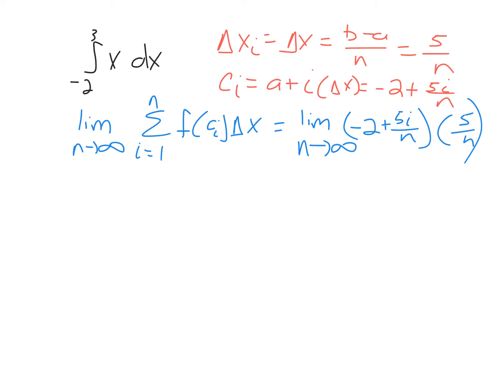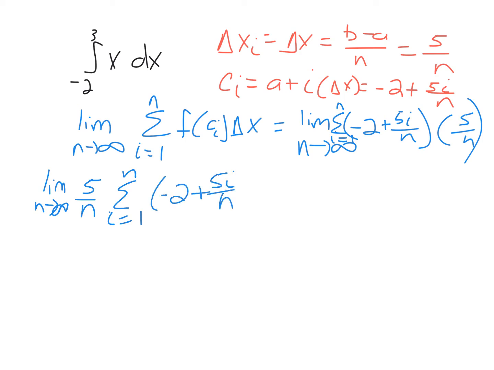So I'm going to move that 5 over n up front. And I just realized I forgot the summation right here. Okay, that 5 over n goes in front of that summation. So 5 over n, same limit, and summation of i equal to 1 to n of negative 2 plus 5i over n.